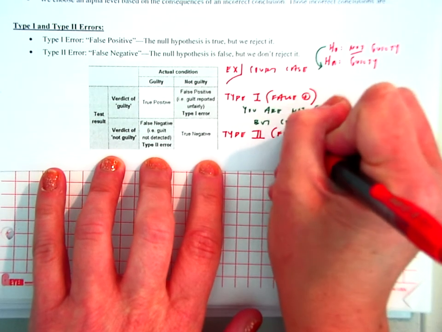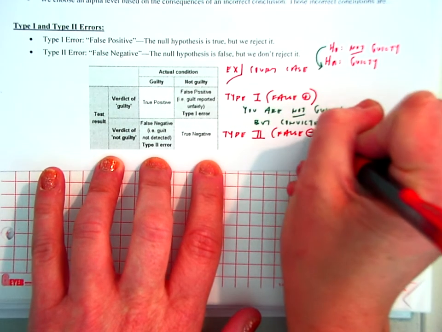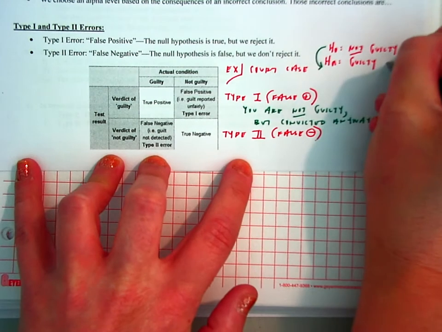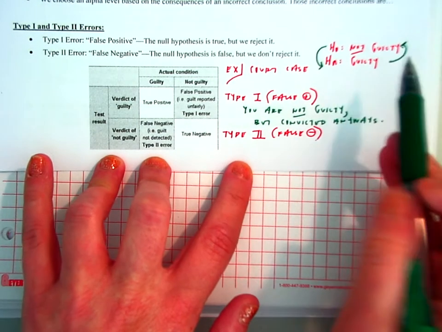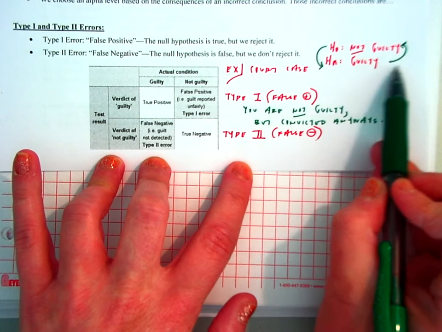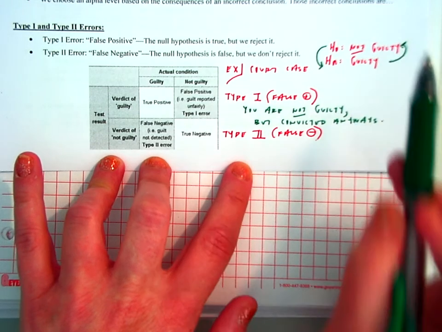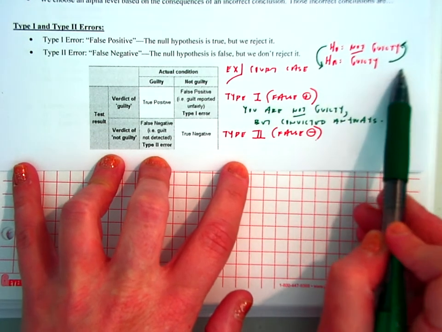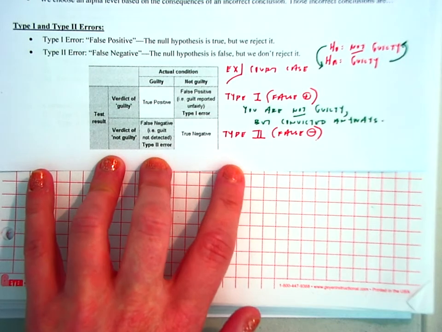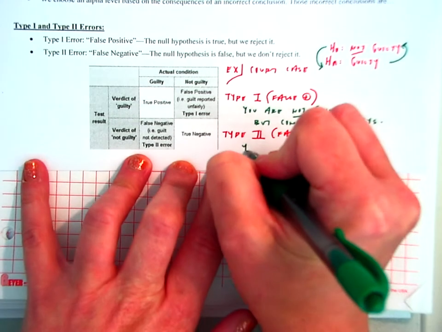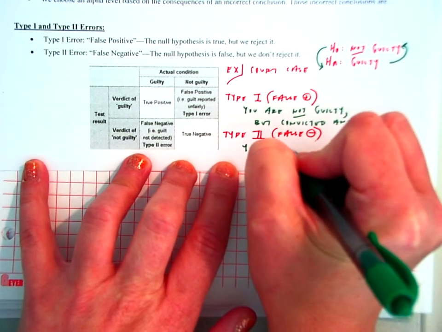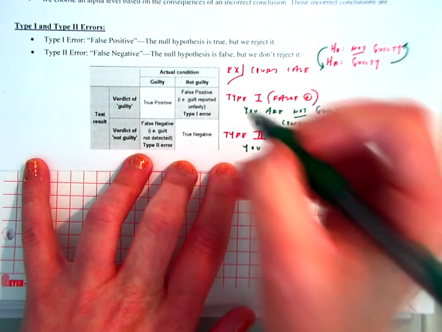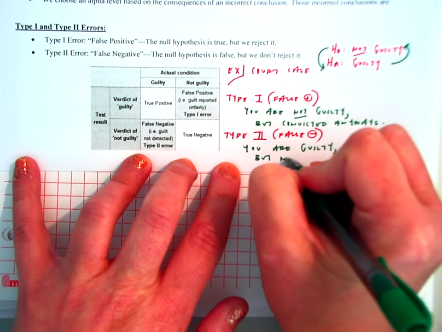A type 2 error is your false negative. So I'm going to draw my arrow here to here. This is the truth, but where my arrow leads, that's what we actually found. So the truth is that you are guilty, but you were found not guilty. That's the truth. You are actually guilty, but you are not actually convicted.